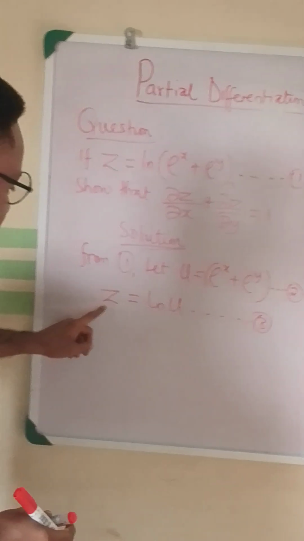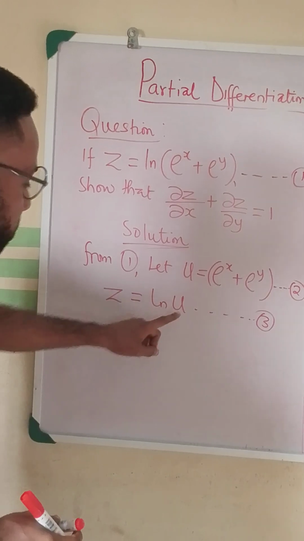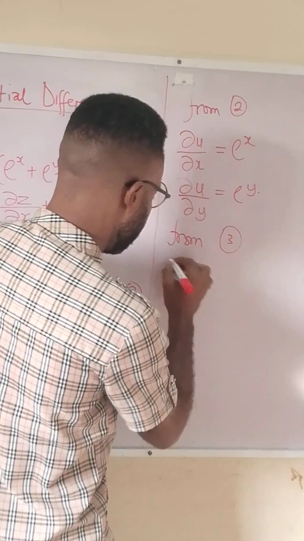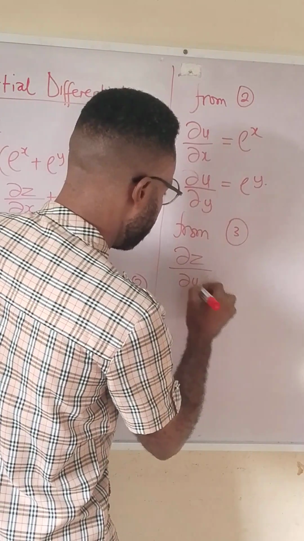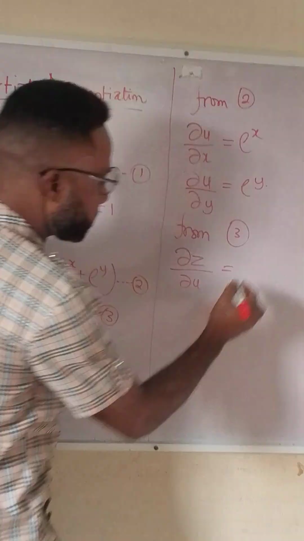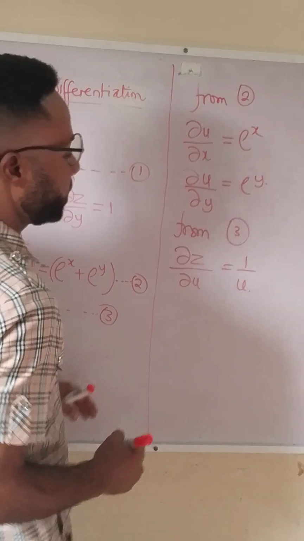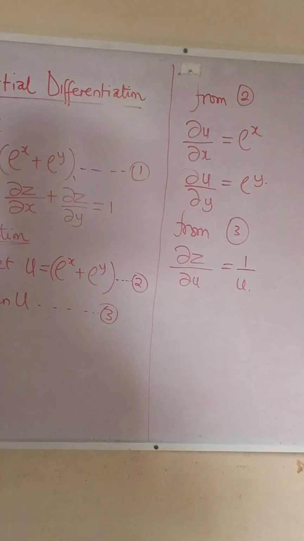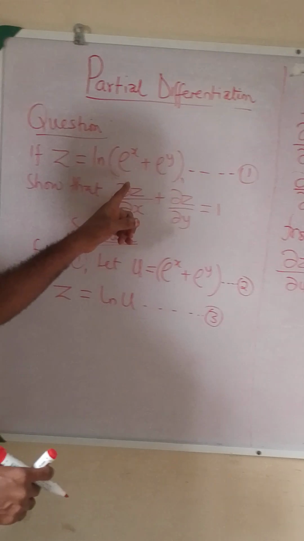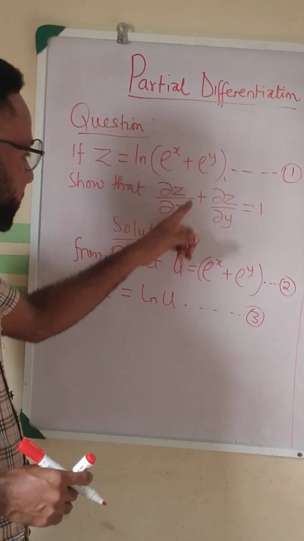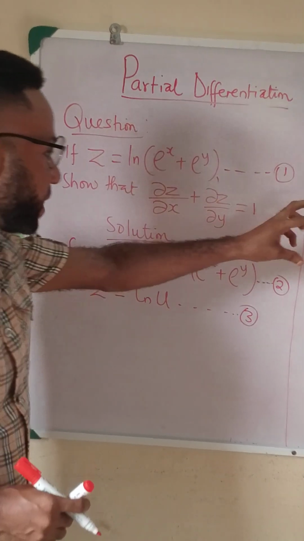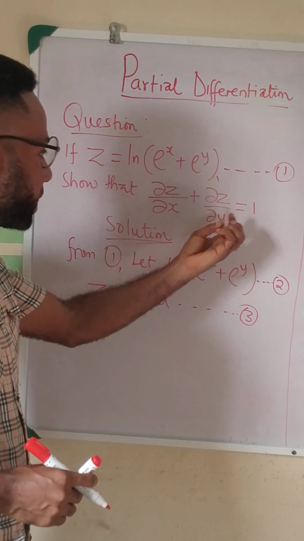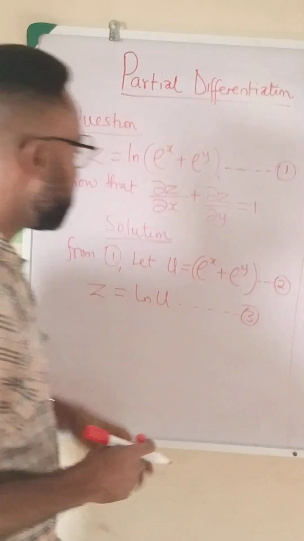Then from equation 3, if we differentiate z partially with respect to u, it will give us 1 over u. So since we've gotten these parameters down, we pick the partial derivative of z with respect to x and get an answer. We also solve for the partial derivative of z with respect to y, get an answer, and then add to see if it is going to give us 1.